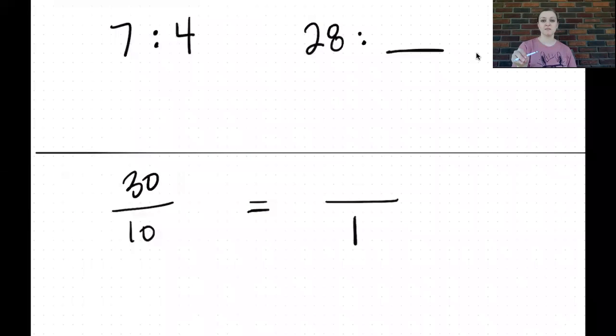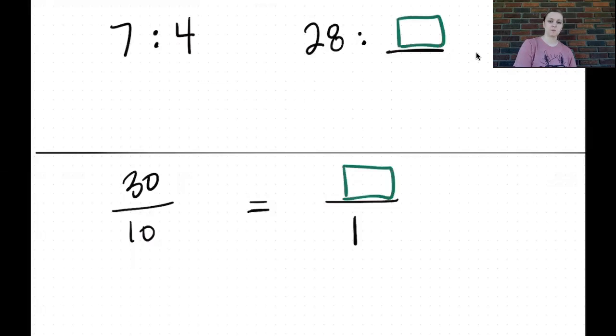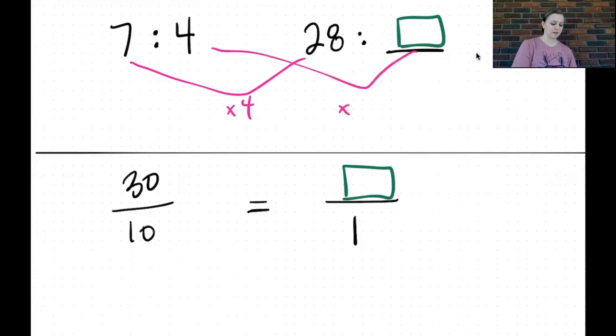So I want you to pause the video and I want you to tell me with each of these examples what number goes in the blank spot here. So in this box here and in this box here. So hopefully you've paused. What we're going to see here is I know that to get from 7 to 28, I multiply by 4. So for them to be equivalent, I need to multiply by 4. 4 times 4 gives me 16, okay?